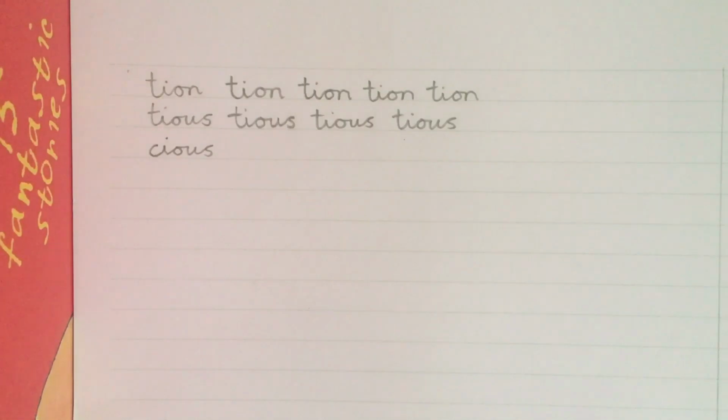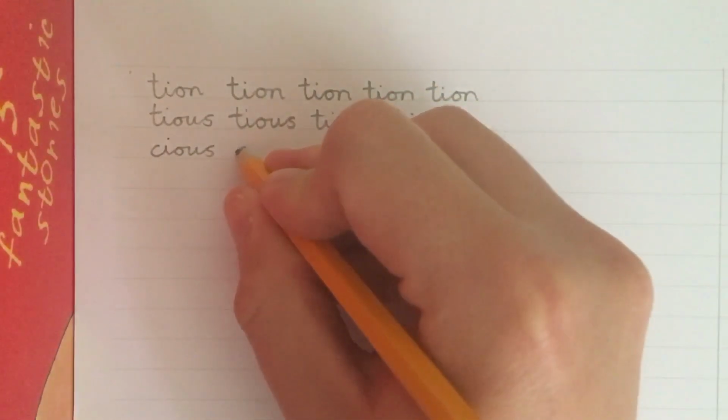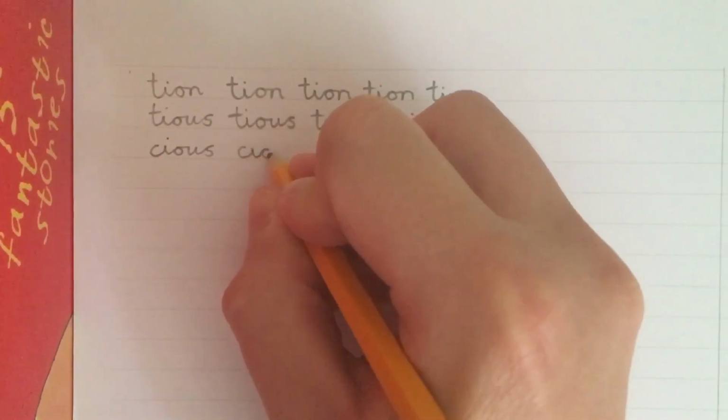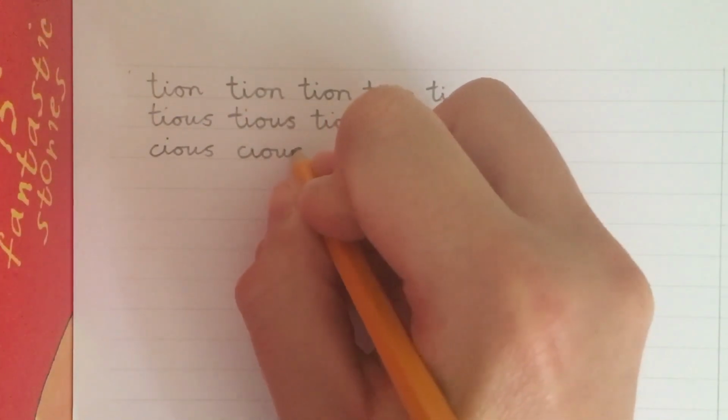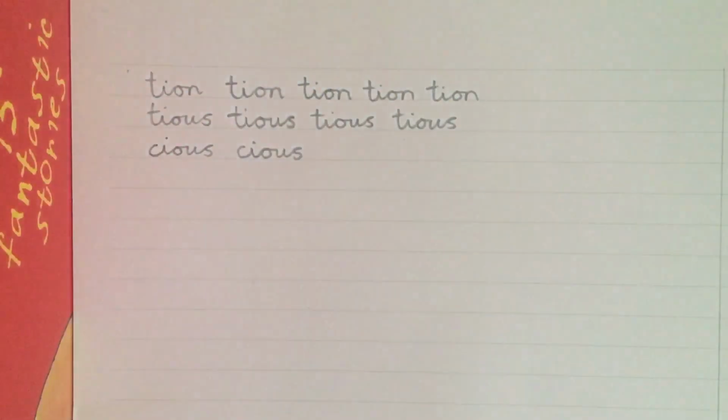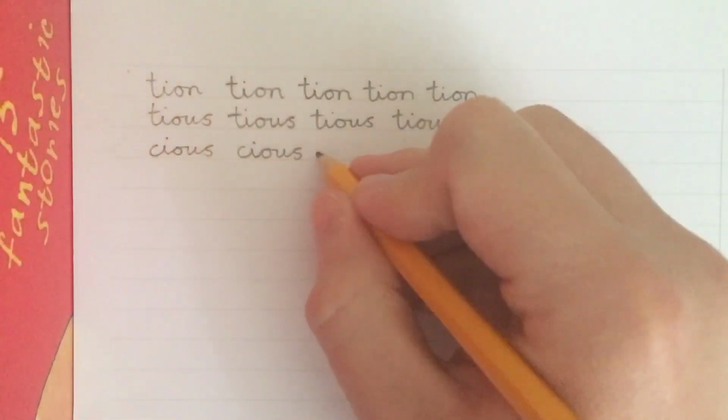Now let's have a go at the bottom one, cious for the cious sound. Notice how this one doesn't have any ascenders at all. All the letters should be the same size.